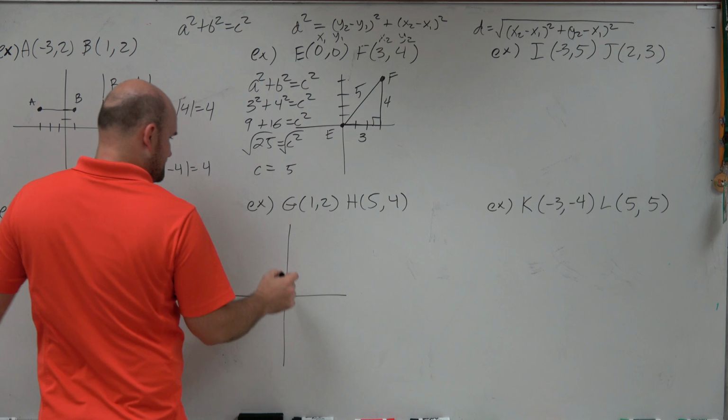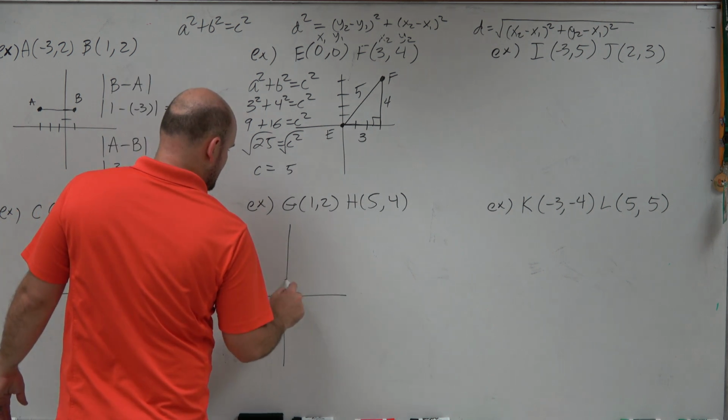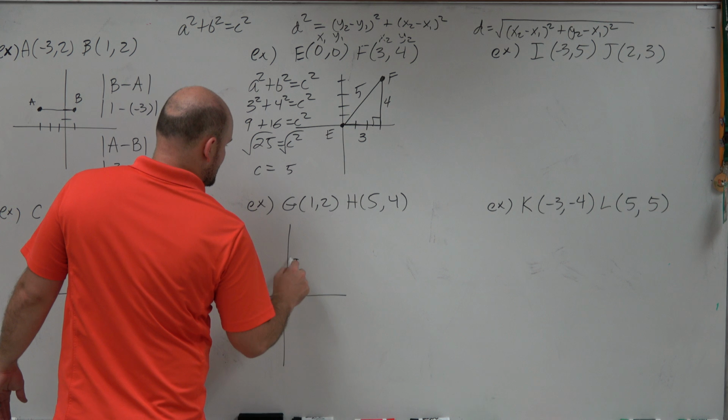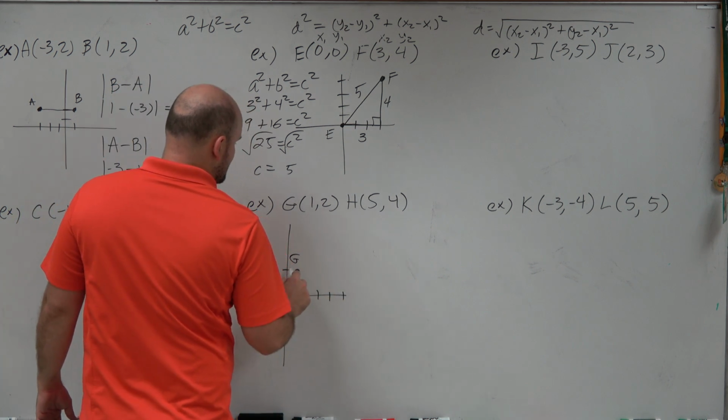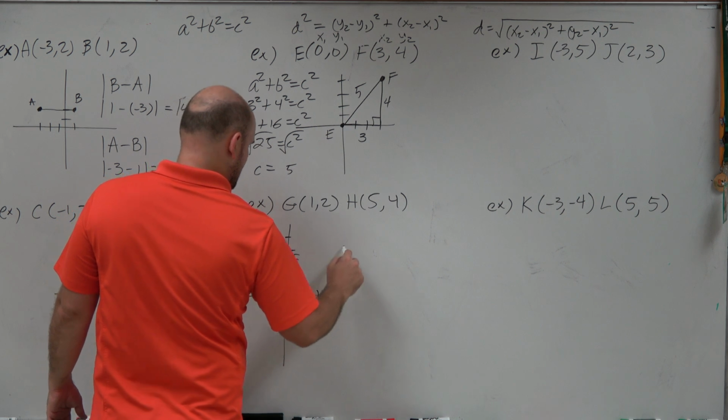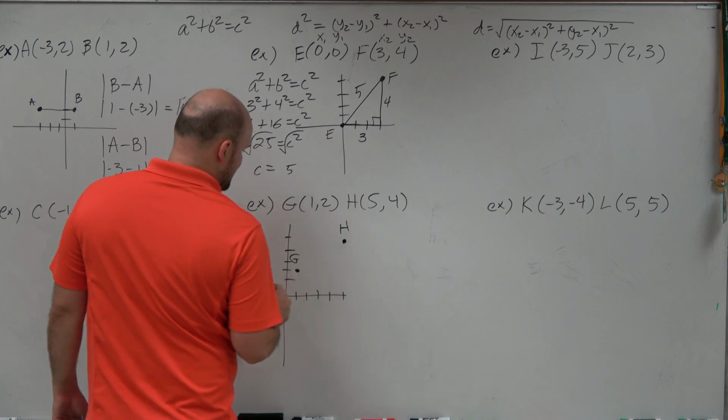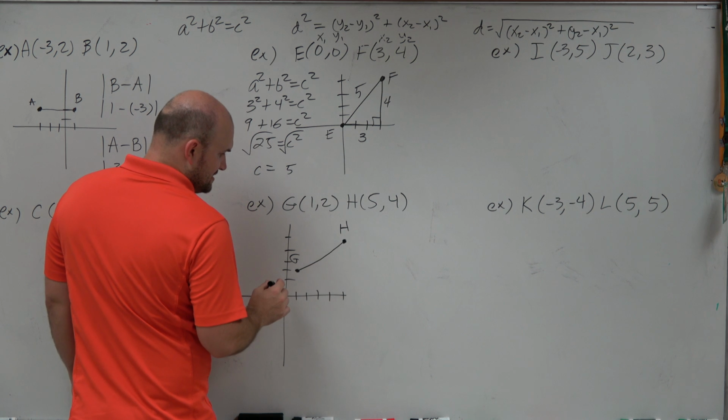So let's go and plot this next one. So I'm at 1, 2. So that's g. And then my next point is at 5, 4. 1, 2, 3, 4, 5. So that's at h.